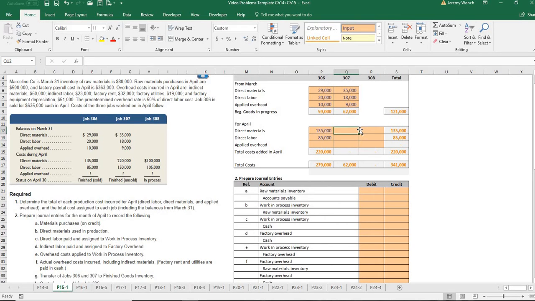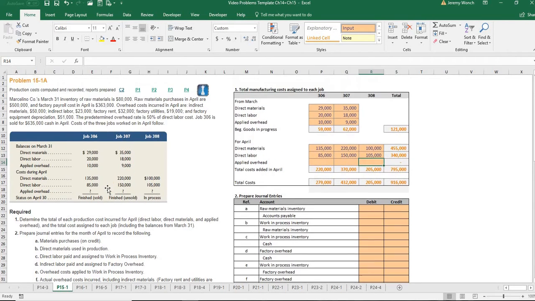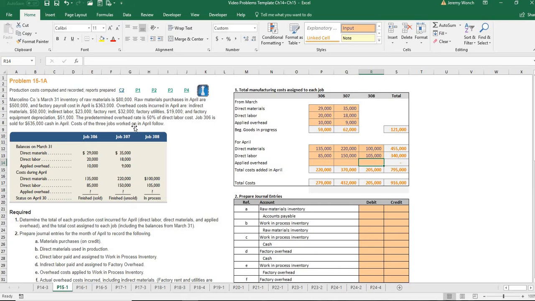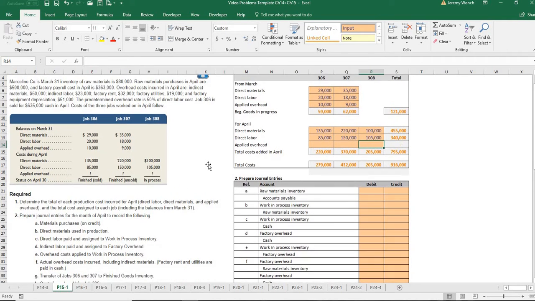85,000 of direct labor. Job 307, 220,000, and 150 for direct labor. Now we start working on job 308, so 100,000 of materials and 105 for labor. But we have question marks for applied overhead. And so it told us up here above, it says the predetermined overhead rate was 50% of direct labor cost.